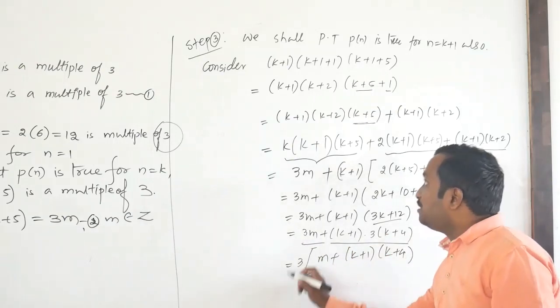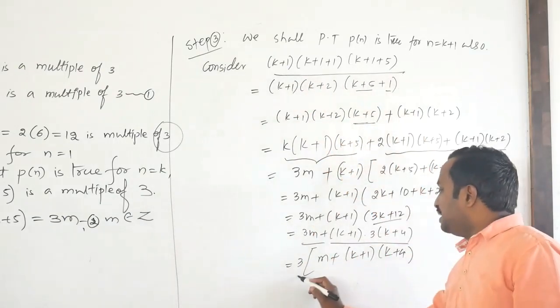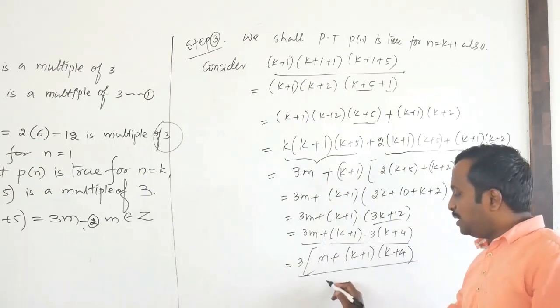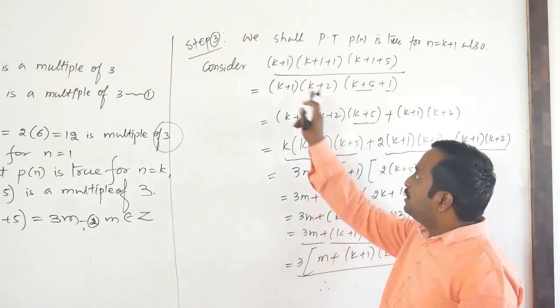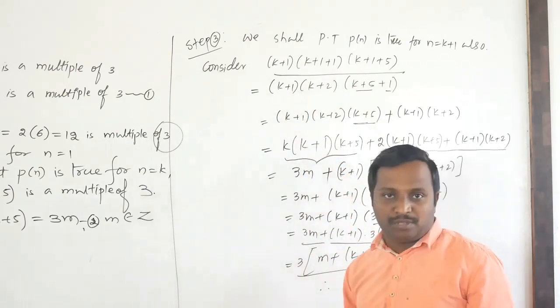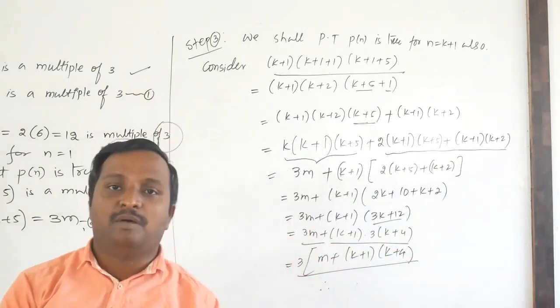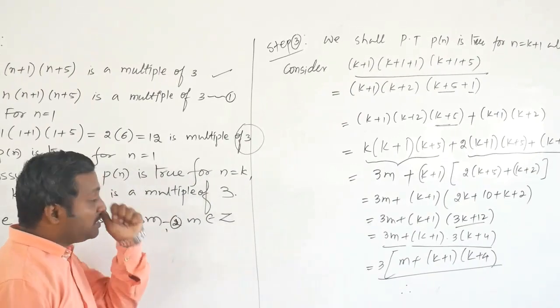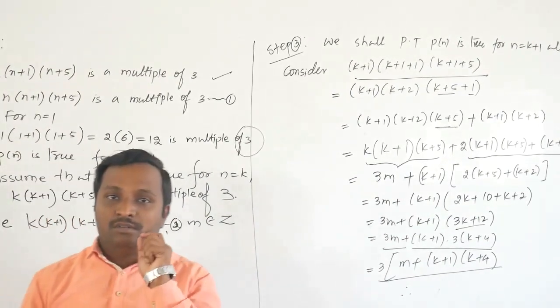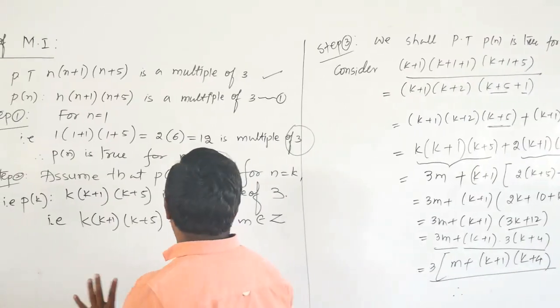So what is your conclusion? This is nothing but a multiple of 3. So the conclusion: the statement is true for n equal to k plus 1 also. Hence by using the principle of mathematical induction, the entire statement is true for all natural numbers. So this is the idea.